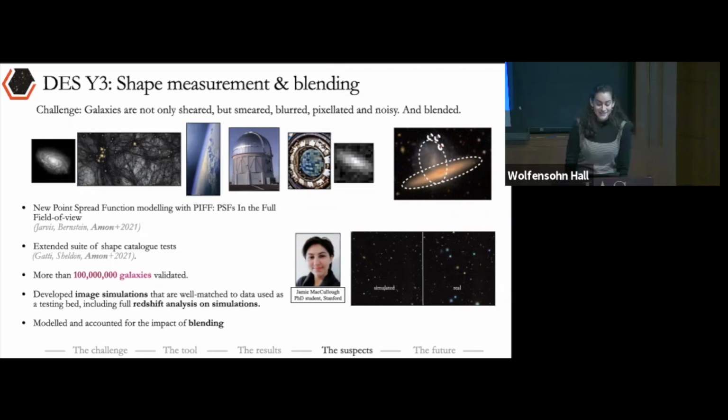Jamie is another student who I've been lucky enough to co-advise with Daniel Gruen, and she worked on the shear calibration. So we tested the realism of the image simulations that DES built, and then we applied the redshift method to the image simulations. In that way, we could look at the effects of blending in each of our redshift bins, and therefore account for it and model it in our cosmology analysis.